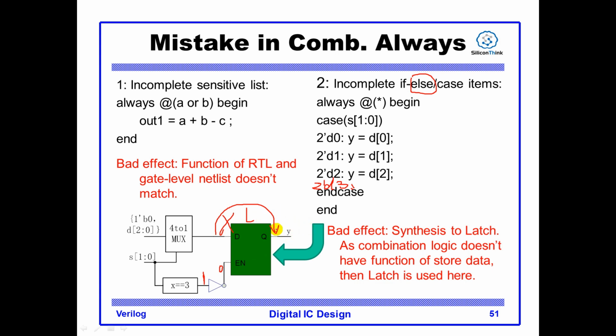When s is not equal to 3, this point changes from 1 to 0, and this changes to 1. Then s will select the input, and the value here can pass through to the output of the latch. So this is the diagram after synthesis. And what's the problem? The function is the same, so why is a latch not allowed at this place? Why?